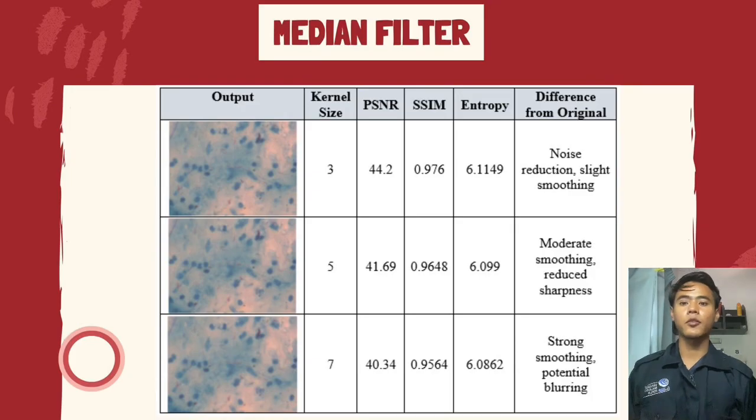Next, the median filter, the last method that we use. The median filter was applied with kernel sizes of 3, 5, and 7. The result can be summarized in the table. A larger kernel size led to a decrease in PSNR and SSIM, suggesting a trade-off between noise reduction and detail preservation.